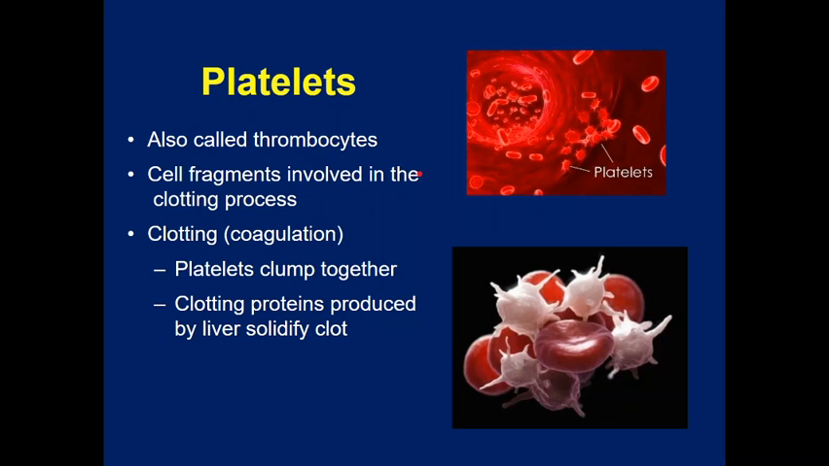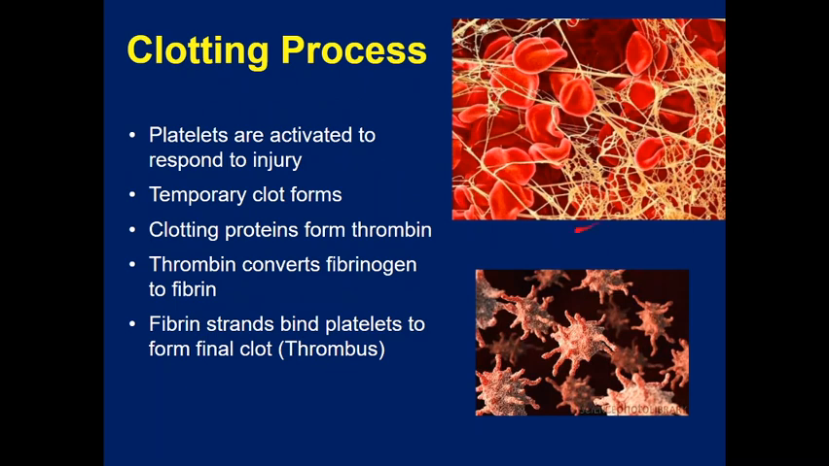All right, so they clump together and kind of initiate the coagulation process, and then the proteins that help the second part of clotting are made by the liver. So platelets are the first part, coagulation factors are the second part. So platelets are activated when you have an injury, right? If you cut my arm, I want to stop bleeding as soon as possible because I want all the blood I can get, all right?